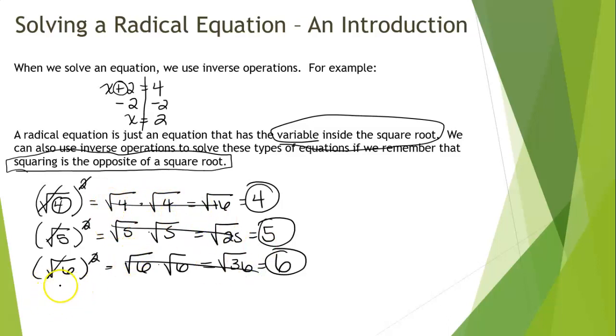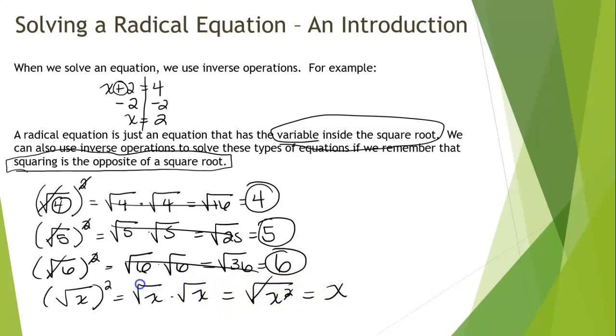I can also simplify something when I don't know what is inside the square root. I don't know what the square root of x is, but if I square it, that's the square root of x times the square root of x, which is the square root of x squared. The square and the square root cancel out, and so x is isolated. So squaring is the opposite of a square root.